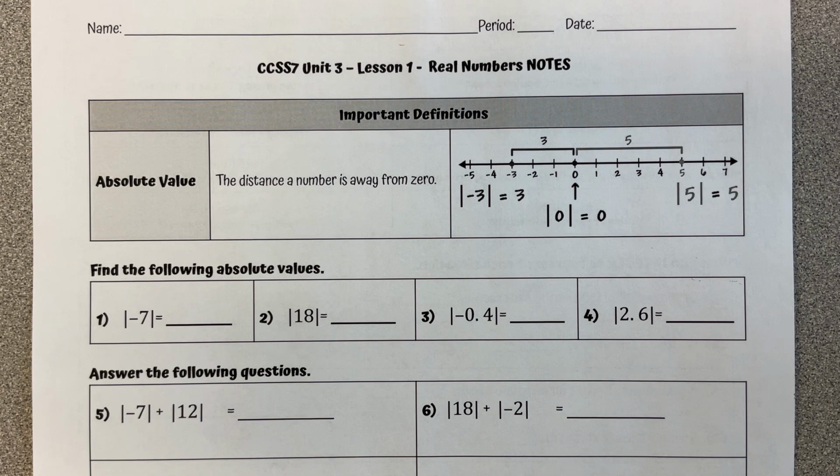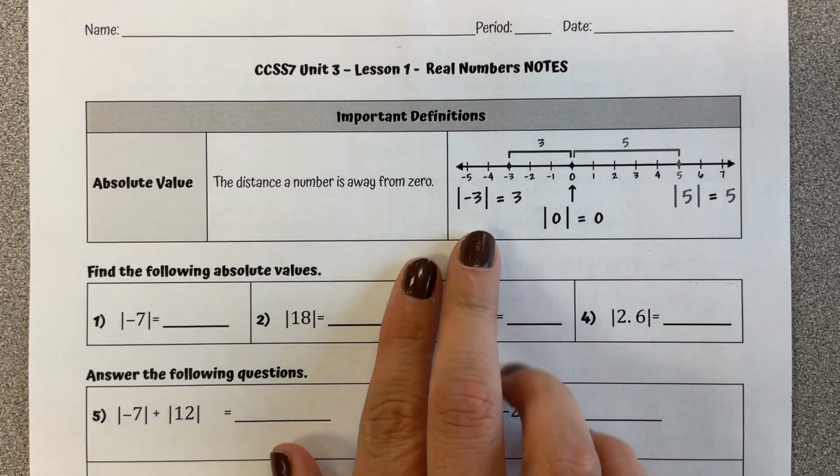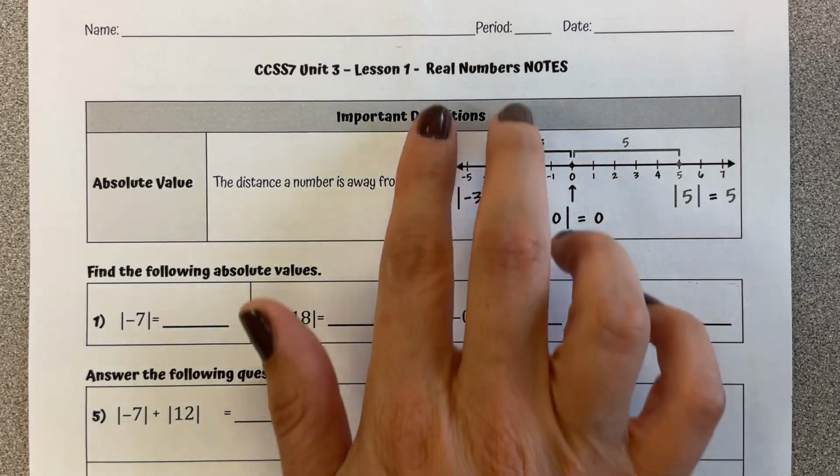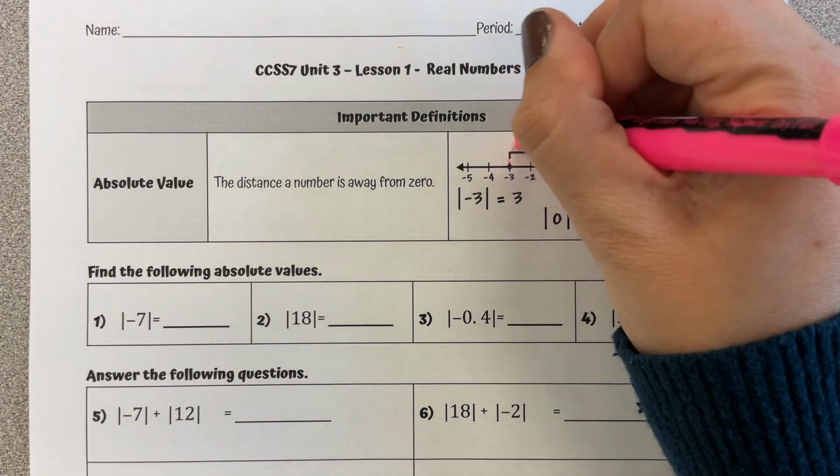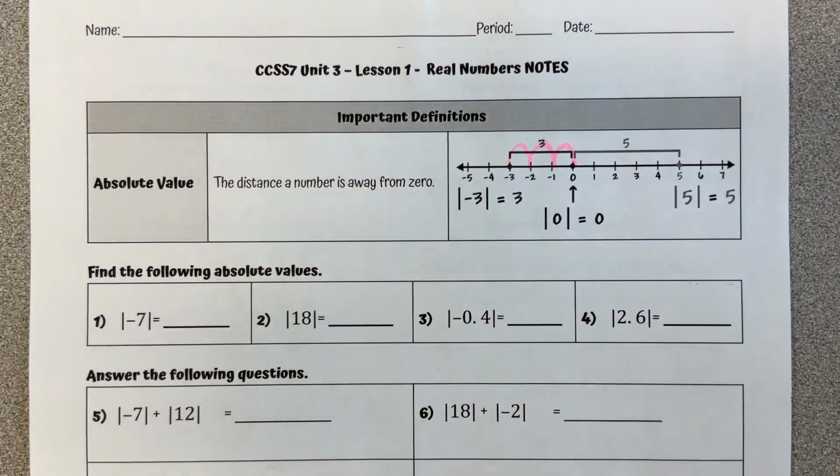So absolute value, what is that? Well, that is the distance a number is away from 0. It is represented in writing with these parallel vertical lines. It's asking what is the absolute value of it. So it's saying how far away from 0 is 3. So when we're looking at 3, right, it's 1, 2, 3, or negative 3 is 3 away from 0.